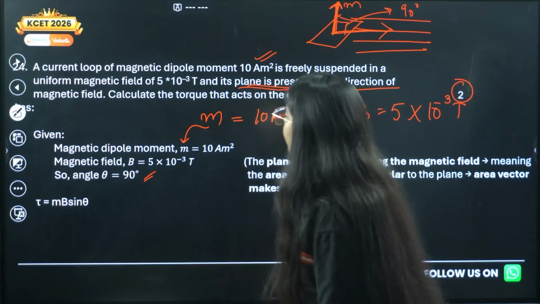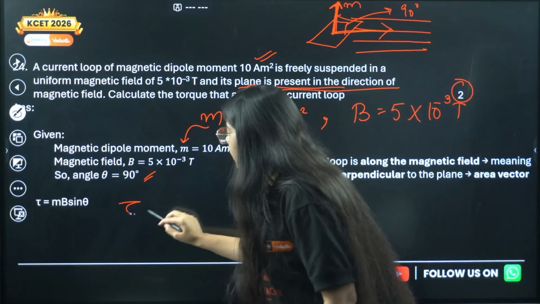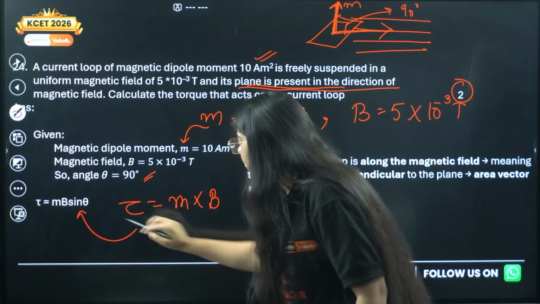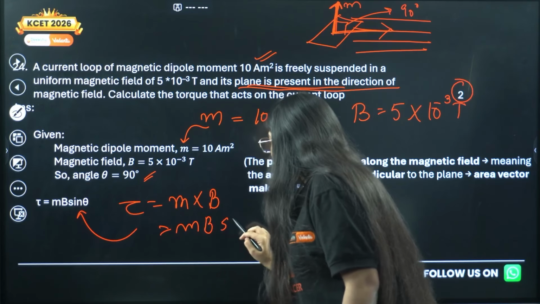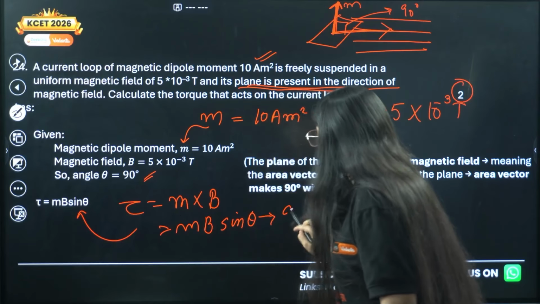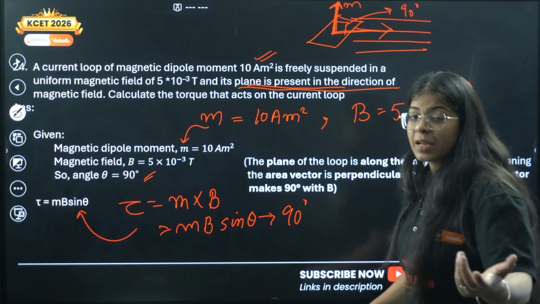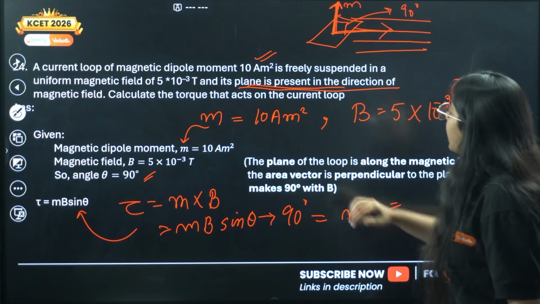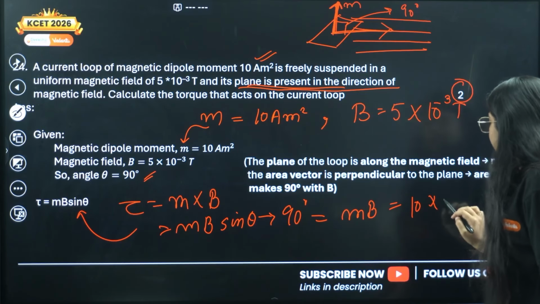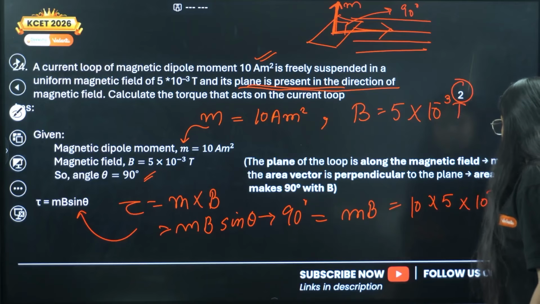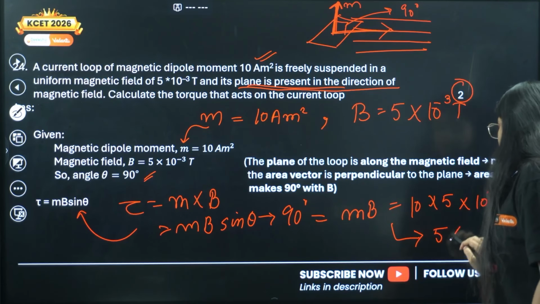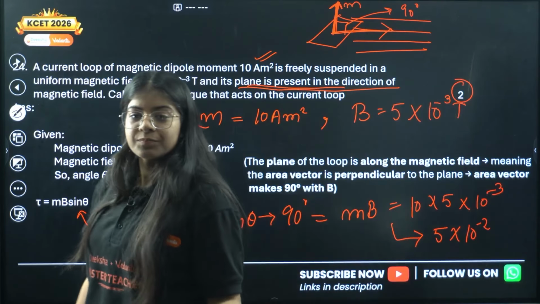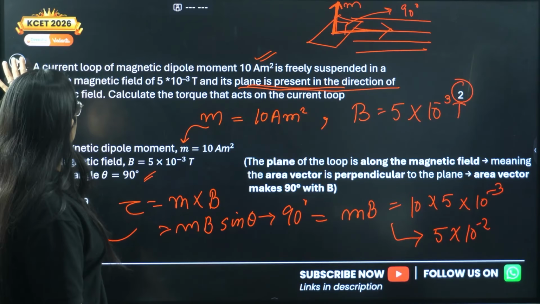And we want to calculate torque. So torque is basically what? M cross B, correct? Which will be MB sine theta. Now theta is what? It's given as 90 degrees. So sine 90 is 1, which will just be M into B. And M is given as 10 and B is given as 5 into 10 raised to the power minus 3. So which will be 5 into 10 raised to the power minus 2. Correct? Understood? Okay, let's move on to the next question.